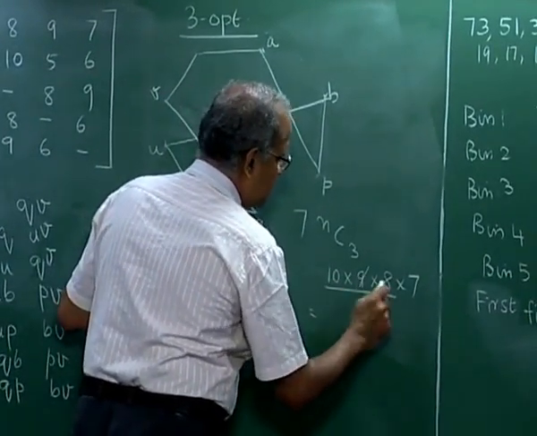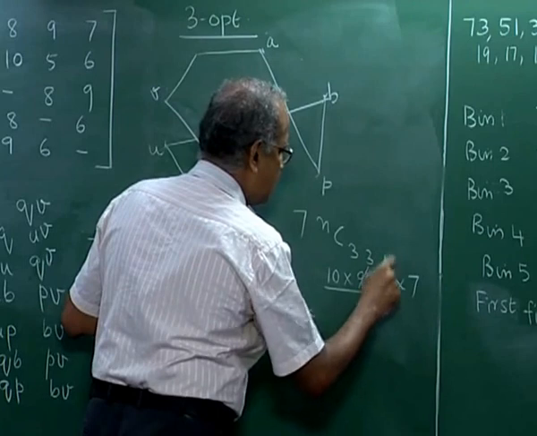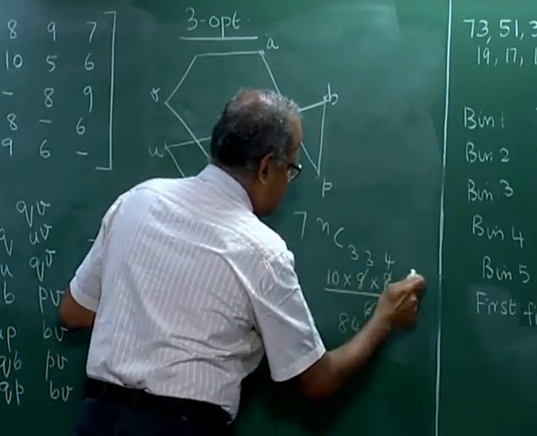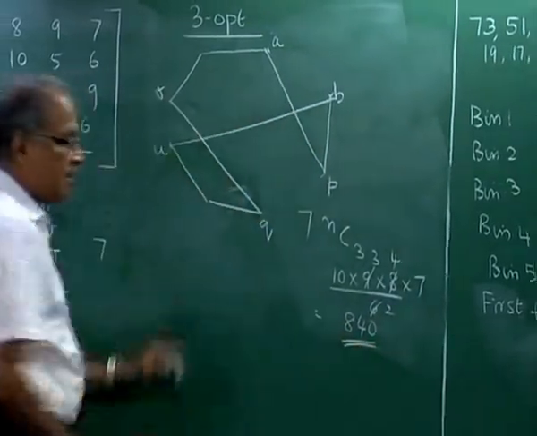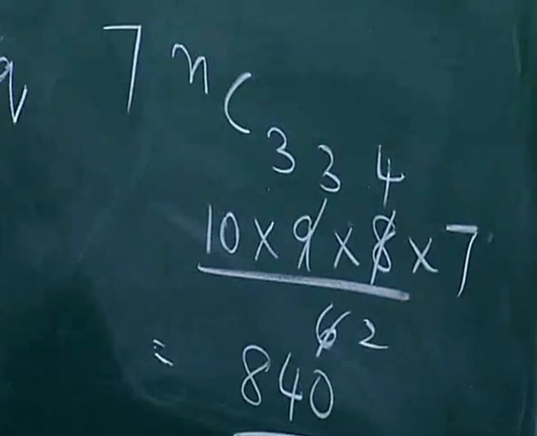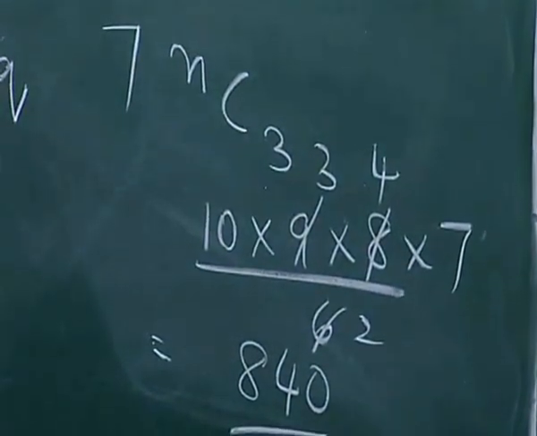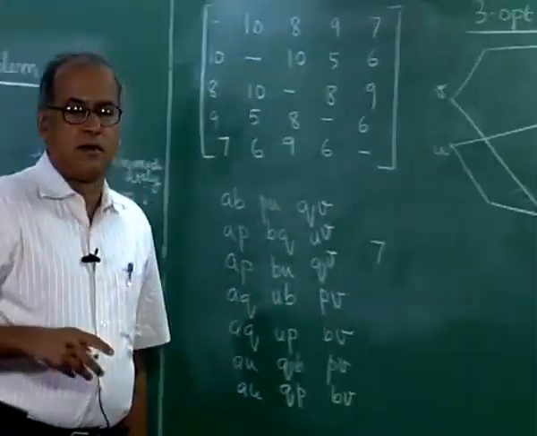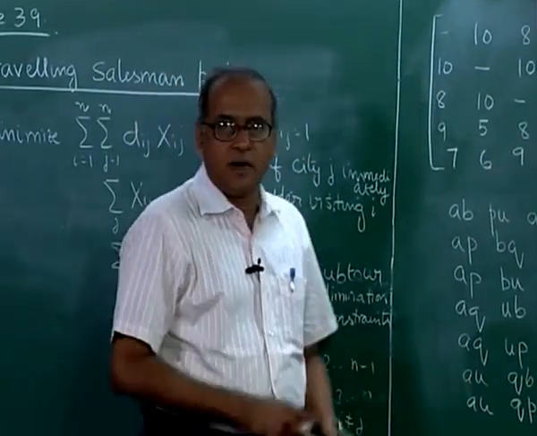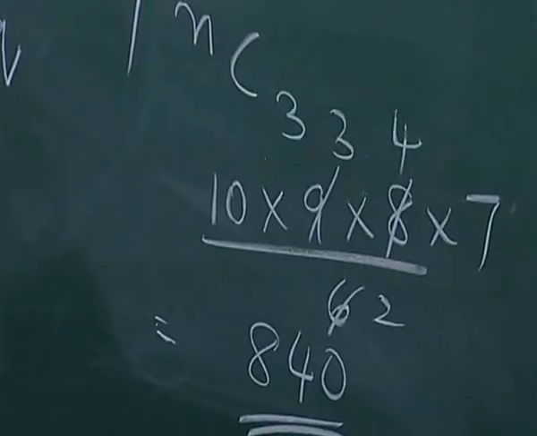We have 120 times 7, which is 840 solutions that we can get from a single solution, and then we can keep improving this. So, 3-opt is a very popular method. One can write a simple computer program which would do the 3-opt heuristic, and then we could get the best values of the solution.